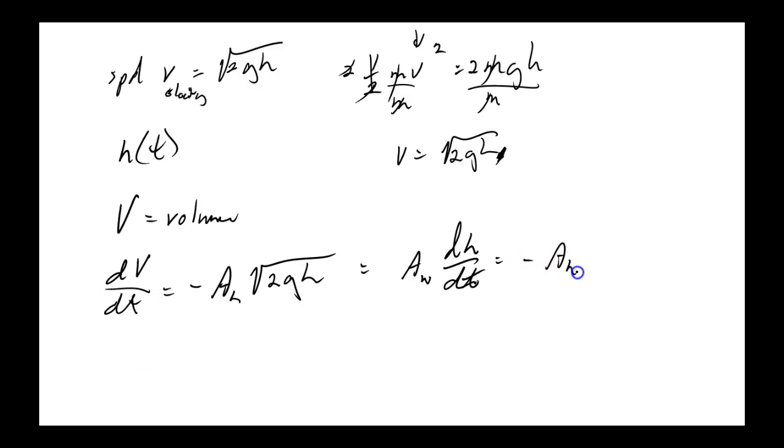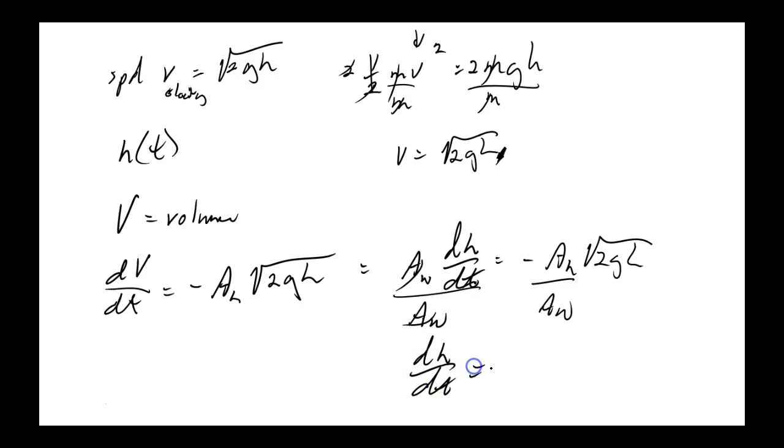Minus area of the hole times the square root of 2gh. So divide both sides by area of the tank. So your dh/dt, the rate at which the height of the water is decreasing, is minus A sub h over A sub w times the square root of 2gh. It's negative because the height is decreasing. Okay, got it right that time.